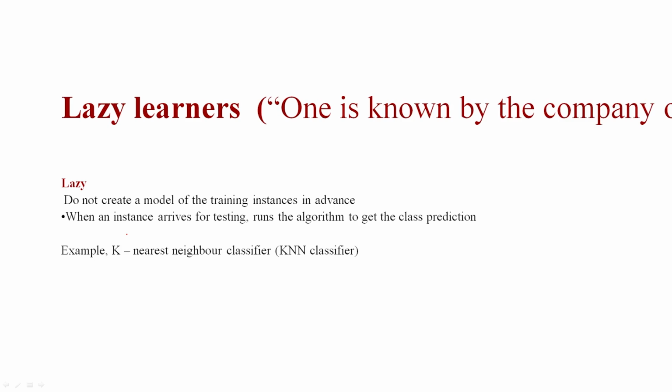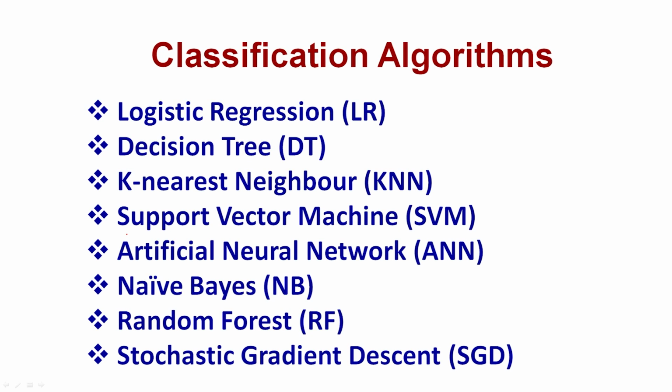KNN classifier is that. Well, there are many classification algorithms. I just want to list them down. Logistic regression, we'll talk about that. This is also part of classification. Decision tree, KNN, support vector machine, ANN, artificial neural network, naive Bayes, random forests, stochastic gradient descent, all these kinds of algorithms are available, even more. But I cannot discuss all of them. I'll discuss a few of them like logistic regression, DT, KNN, SVM, ANN, and naive Bayes. Or if possible, I'll also discuss random forest.